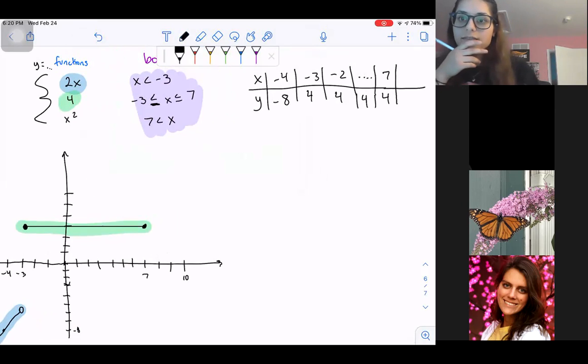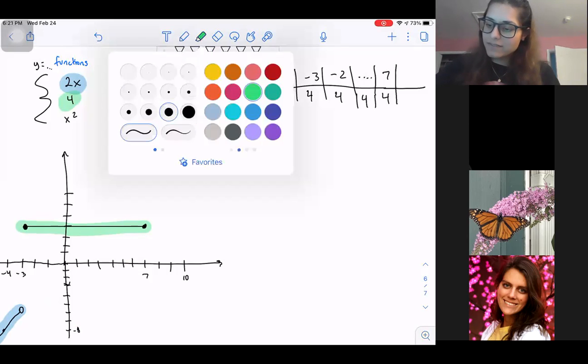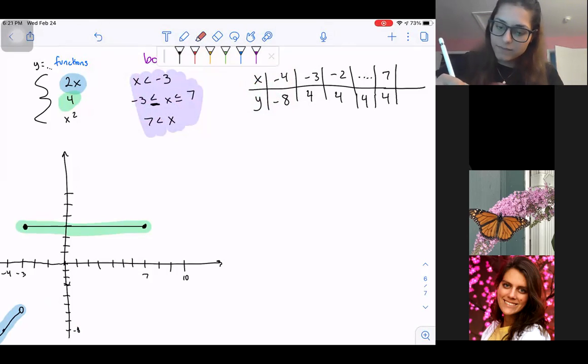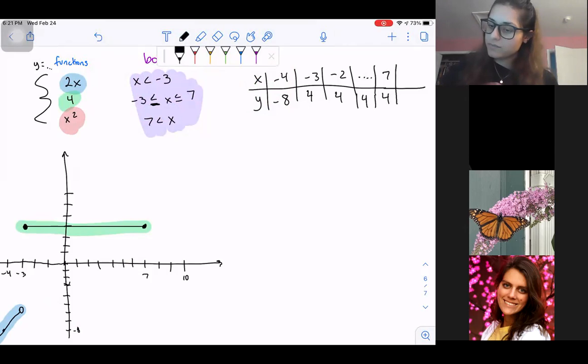Okay, and then you're welcome, Ross. Next one will be 7 again. We're going to do it for x squared, right? So our last function has a different domain. It's when x is greater than 7, not when x is equal to 7. So we know we're going to use an open circle. All right, and so we'll plug in 7 for x squared, and we will get 49. We're not going to write that in our table because it's an open circle.